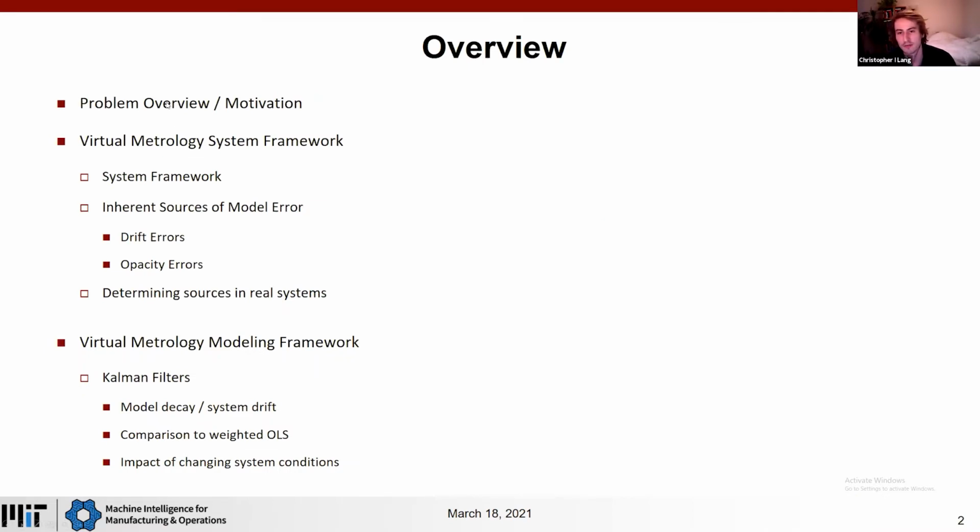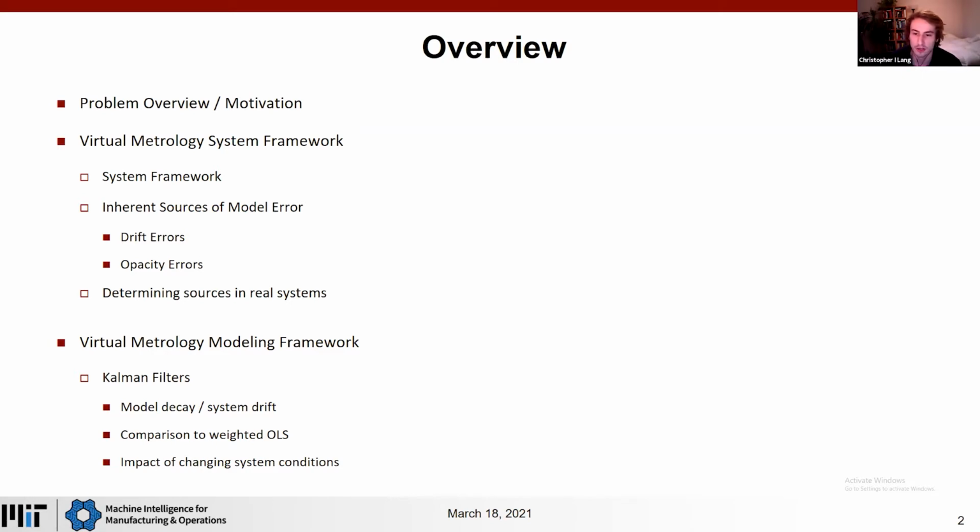I'm going to start off by giving an overview of the problem and the motivation of this project. After that, the presentation is going to be split into two different parts. The first is going to be talking about this framework for virtual metrology systems that I have been thinking about. The second half will look at ways to model both that framework and virtual metrology systems in general. I'll first introduce the framework and then talk about the sources of error that come from all modeling given this framework.